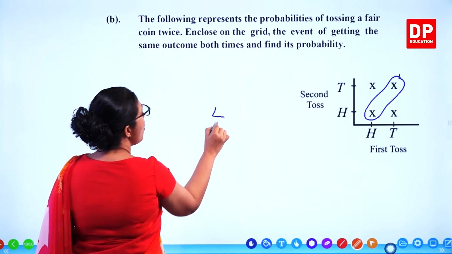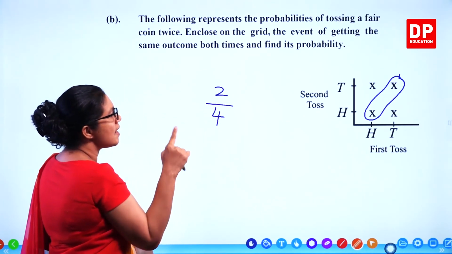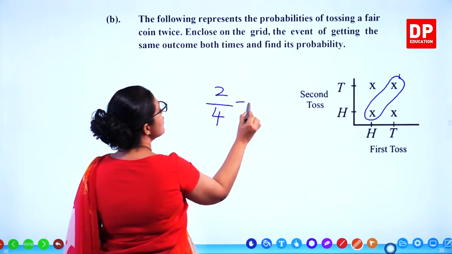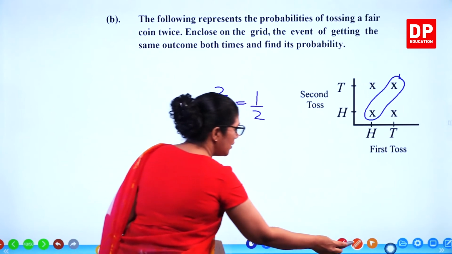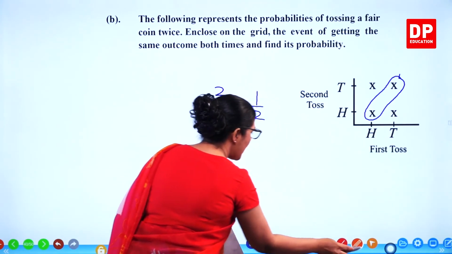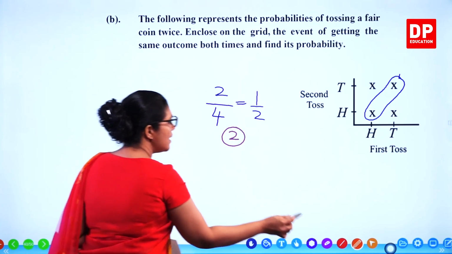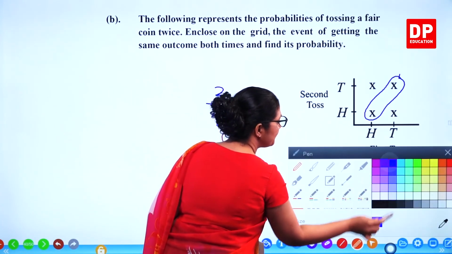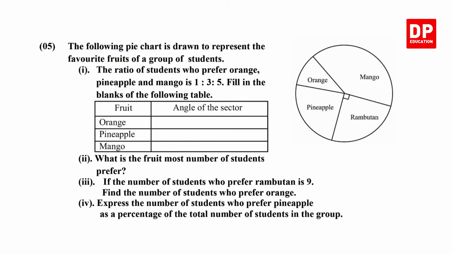Altogether 4 outcomes are there. Out of that, 2 parts are same outcome. So, when you simplify, you get half. So, how many marks for that? You are getting 2 marks. So, we gave all 10 marks for that question. Let's do the last question.